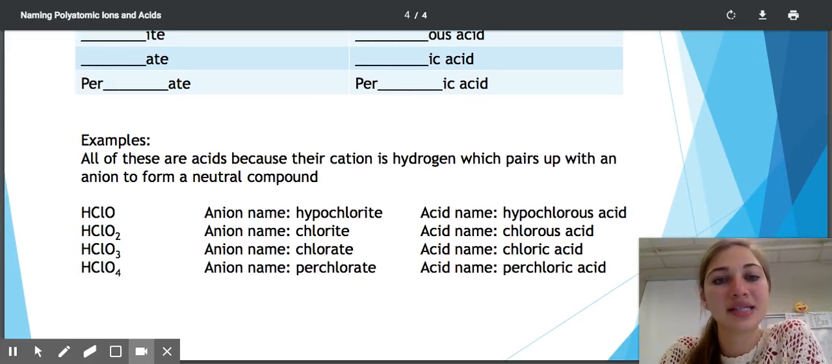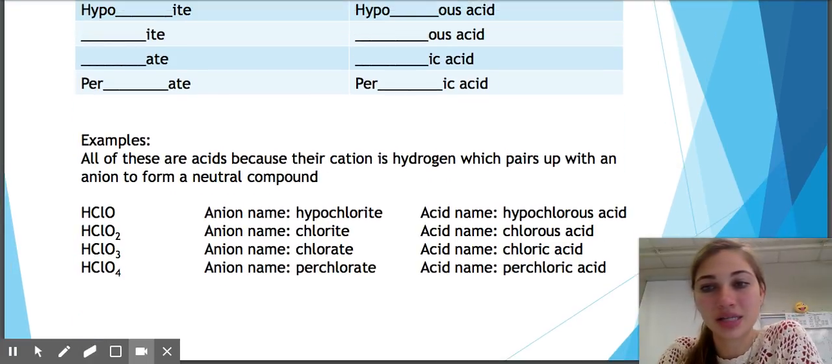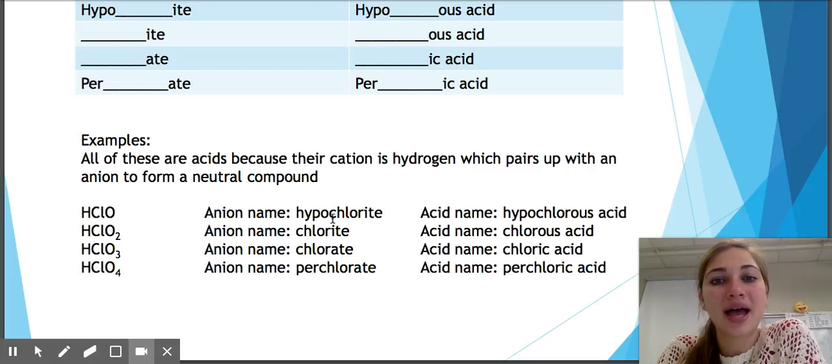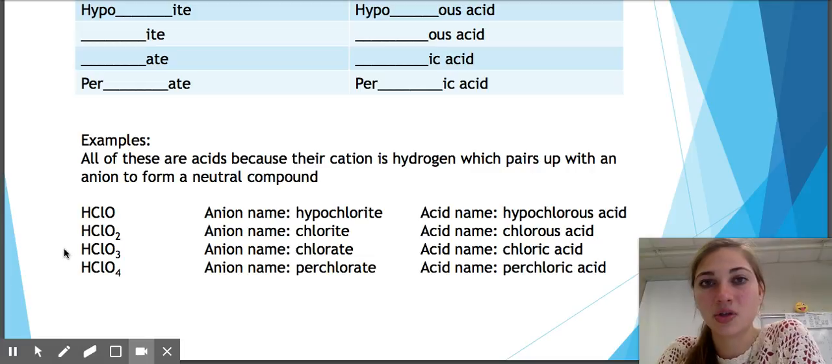So for example, I did the whole chloric series. So if we have hypochlorite, that's going to change to hypochlorous acid. If we have chlorite as the anion, and again, we have our hydrogen out in front, which helps us figure out that it is an acid, it's going to change to chlorous acid.